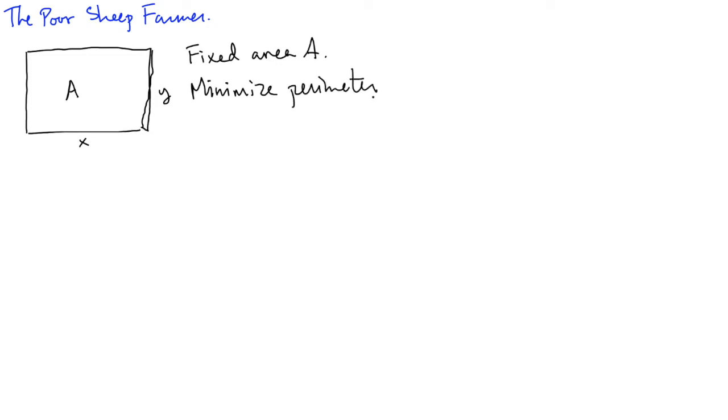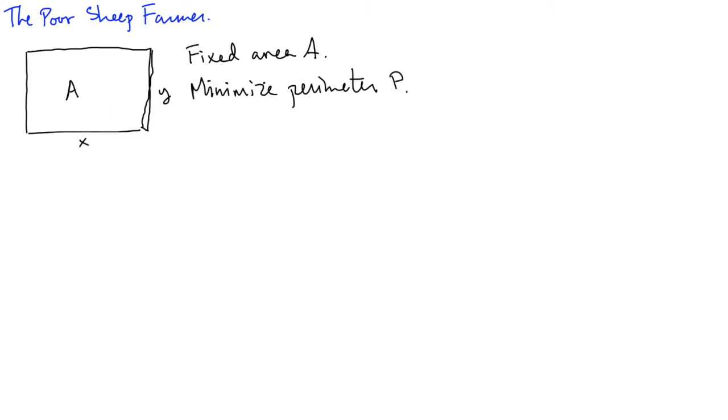Okay, so we want to fix the area and we want to minimize the perimeter p. And this is a classic constrained minimization problem, or constrained extremization problem. We want to adjust our parameters, but subject to a fixed condition.